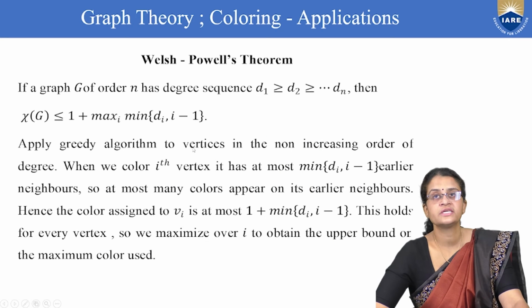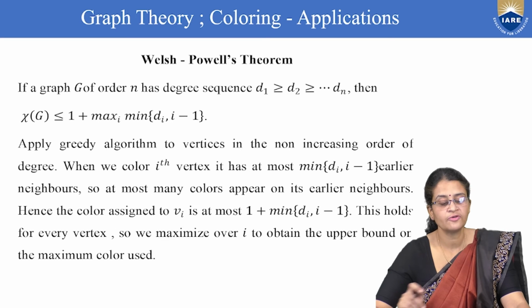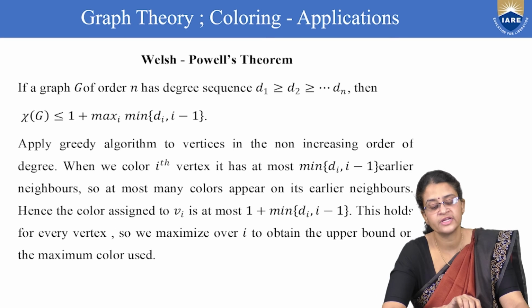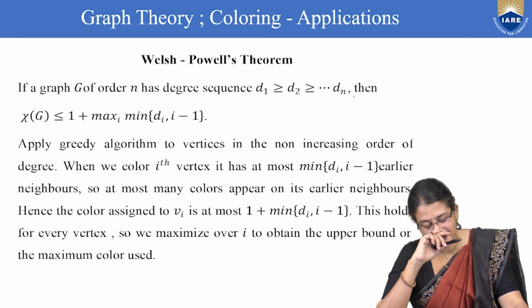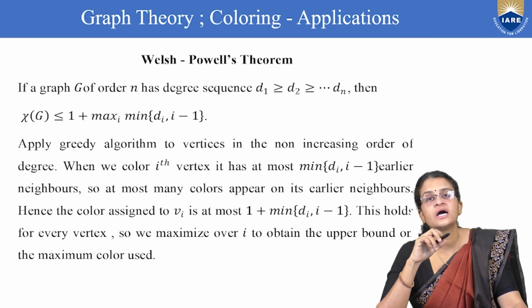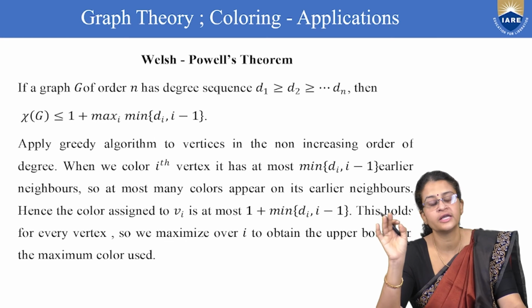Now we are going to see the Welsh-Powell theorem. If G is a graph of order n and has a degree sequence d1, d2, ..., dn, where d1 is greater than or equal to d2 greater than or equal to and so on to dn. What is this degree sequence of the graph? When the degrees of the vertices are arranged in a non-increasing order, it is said to be the degree sequence of the graph.